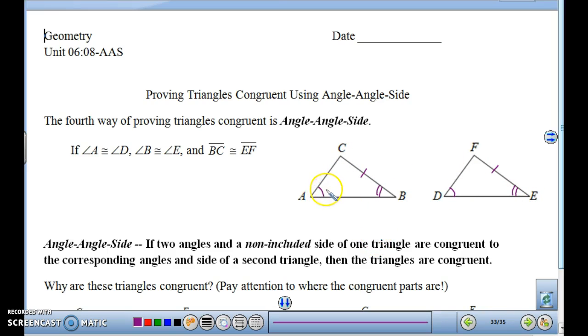So for example, say angle A was 40 degrees, and that means angle D would be 40 degrees. Say angle B was 60 degrees, then angle E would be 60 degrees. Now, how many degrees does that leave for angle C and angle F? Well, 40 and 60 is 100. That means this has got to be 80 degrees, and this would have to be 80 degrees. So the two angles being congruent forces the third angles to be congruent.